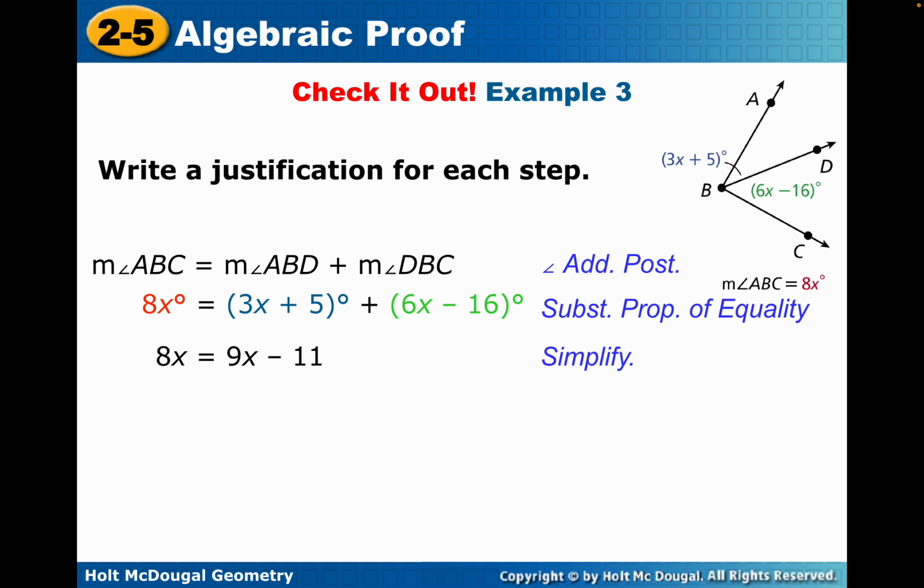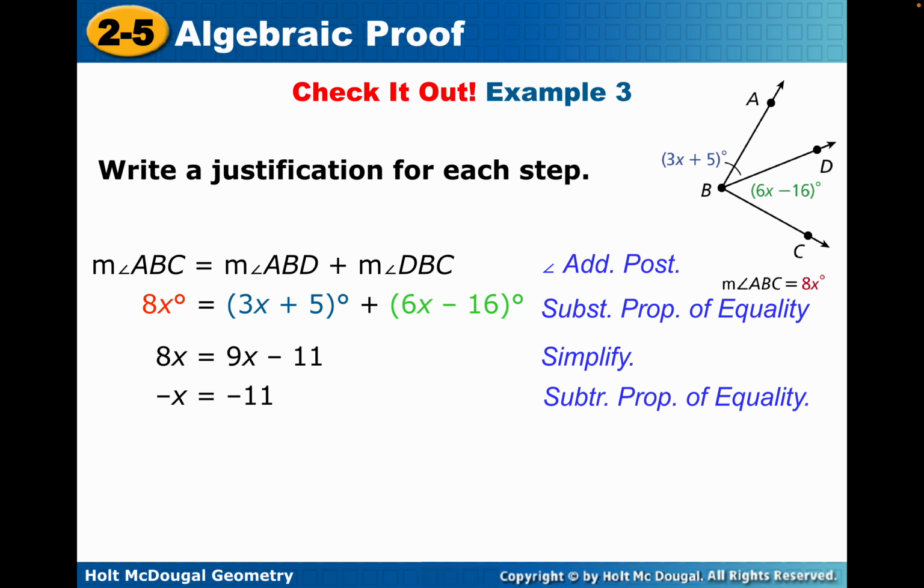Now, when we're solving for our next one, all right, what do we got to do? No, we're not going to add 11. Yeah, we're going to subtract 9x on each side, so that's going to be subtraction property. That gives us negative x equals negative 11. All right, and that's subtraction property.